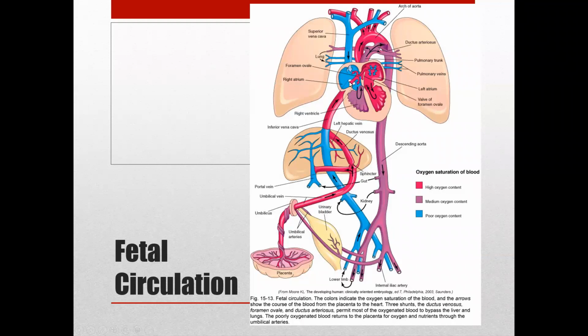From the right atrium, there's two pathways that blood can take. One of the pathways is the blood goes from the right atrium through the foramen ovale. It's a flap that's open during fetal circulation, and the blood enters the left atrium. Once the blood is there, it goes through its normal pathway, just like the adult, from the left atrium, left ventricle, and then when the heart contracts, it pushes the blood into the aorta.